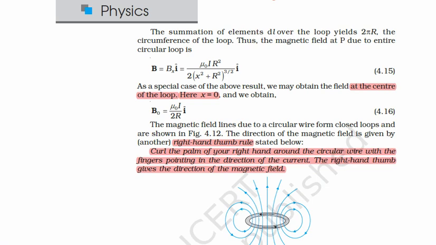So now let us take the sum of all the elements of this loop. If we sum all these elements, the total length of the loop is 2 pi r. Total loop is 2 pi r. Let's put the value 2 pi r in this expression.